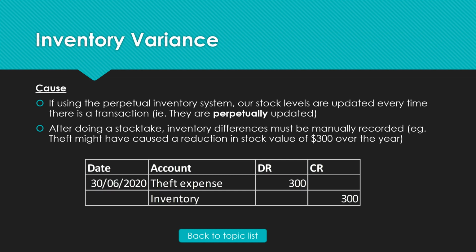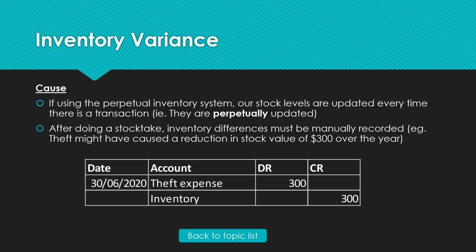However, they went and counted it. So the difference must be unrecorded reasons. And one of those reasons could be theft. So maybe people have stolen $300 of stock over the year. And this is how you would record that. You would start by decreasing your inventory account. Inventory is an asset, which has a debit nature. So if we credit it, we're decreasing it. And then the balancing side is we're increasing an expense called theft expense.